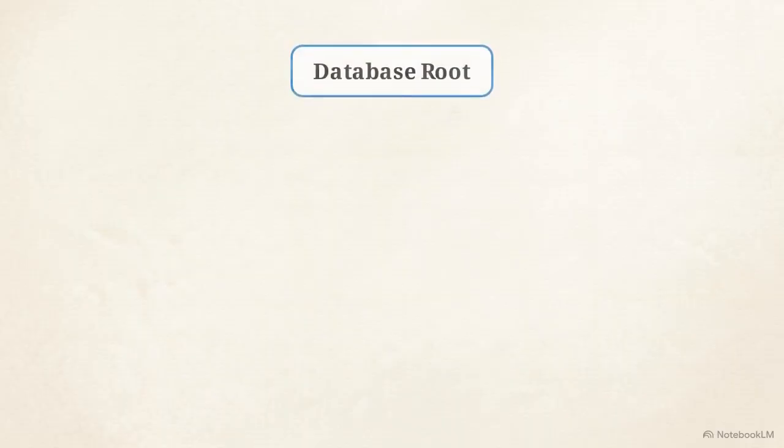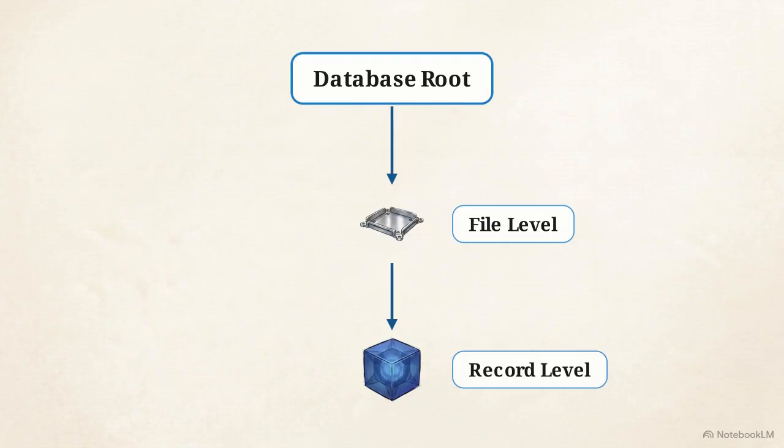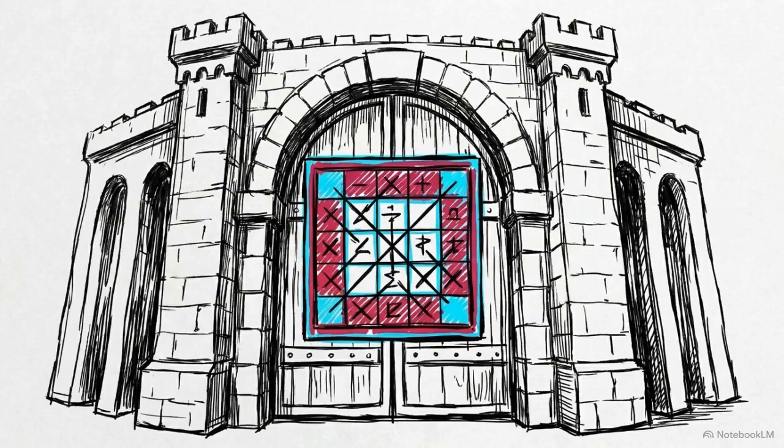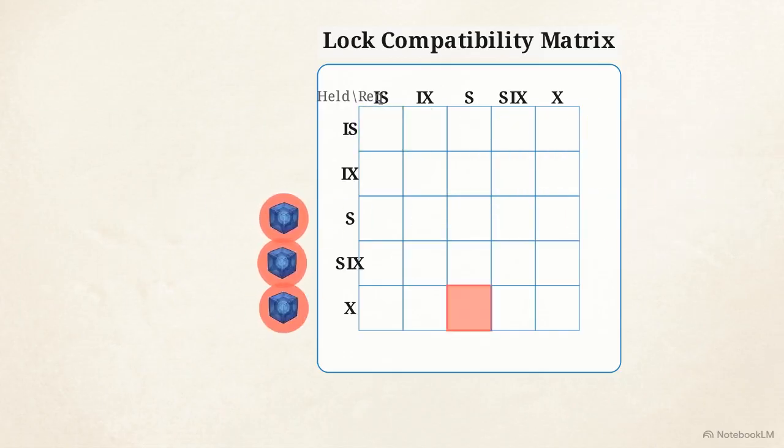The protocol also enforces directional strictness. A transaction must acquire its locks purely top-down. It secures the database root, then the file, and finally the individual record. Once the operation is complete, the locks must be released purely bottom-up. The record is unlocked, then the file, then the root. The matrix serves as the ultimate logic gate. It rapidly filters incoming requests, ensuring that conflicting operations are delayed and compatible operations pass through unimpeded.